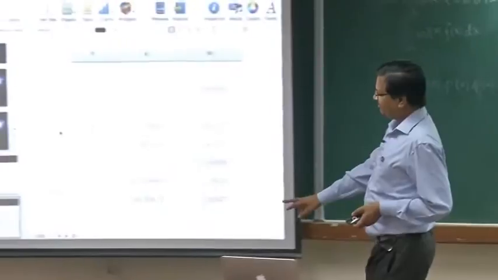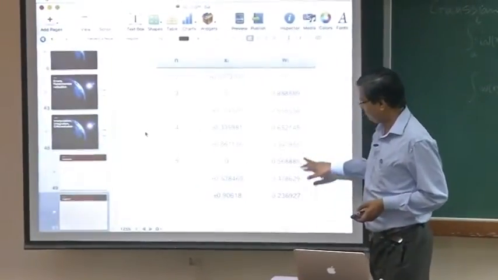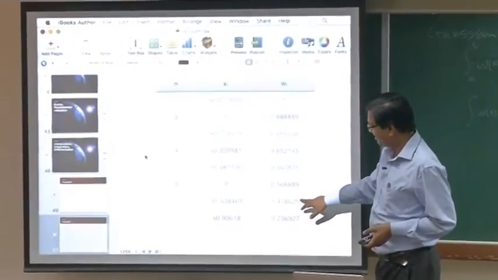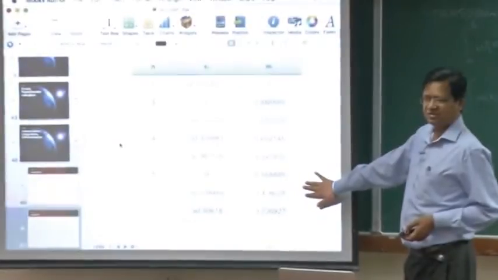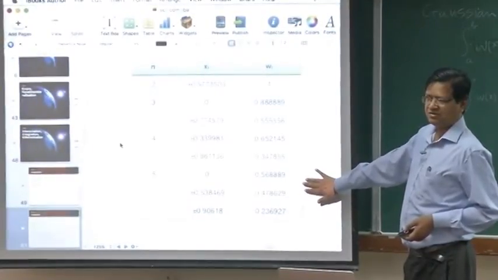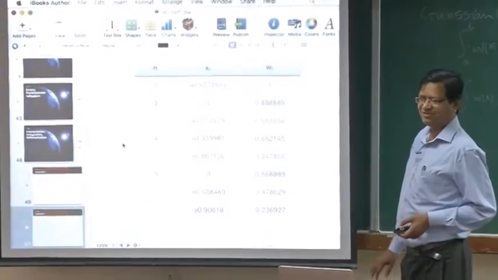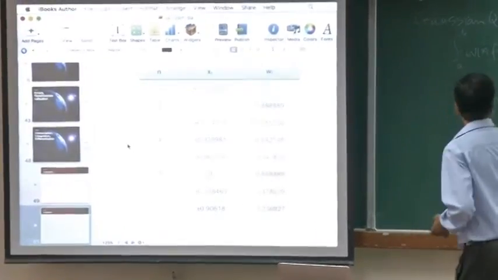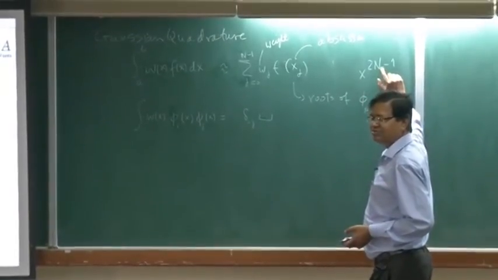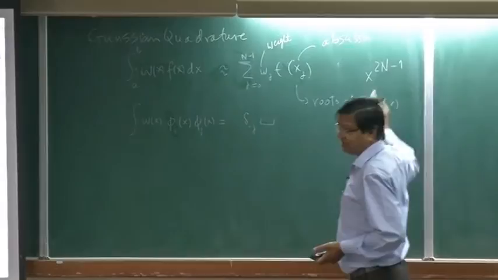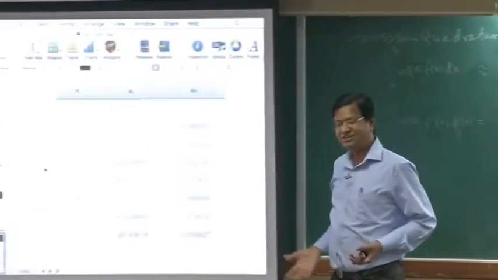So we can get up to 5. So these are the 5 roots, 5 weights, because well basically for these two values the weights are equal. It's the symmetry, plus minus symmetry. So this is good up to which polynomial? So I am choosing n equal to 5, so up to x power 9. So this is good up to x power 9. So it is very good. I mean, any polynomial up to x^9 it works.